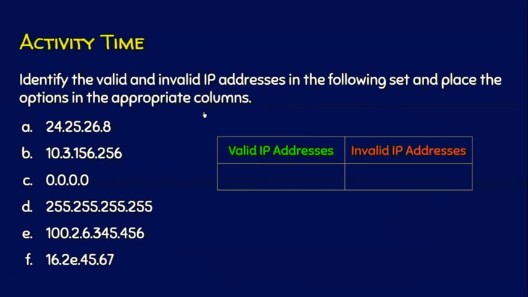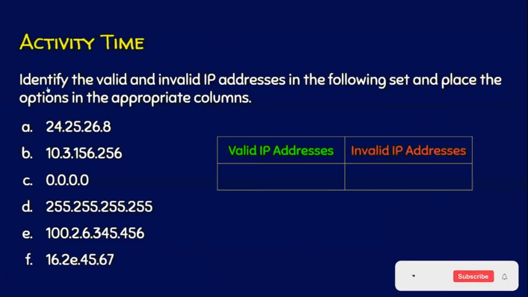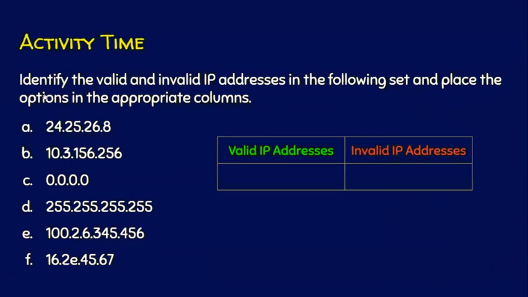So far we have seen how to see IP address in real device. There is an interesting activity for you. We are required to identify the valid and invalid IP addresses in the following set. So set of IP addresses are given and we are required to identify valid and invalid IP addresses and place the options in the appropriate columns. And there are two columns given.